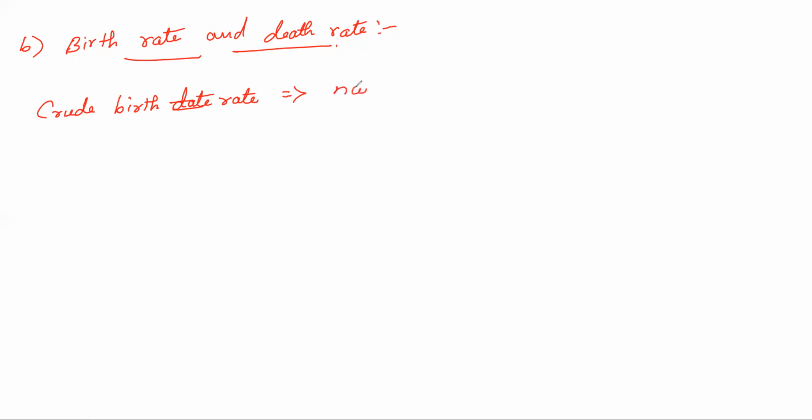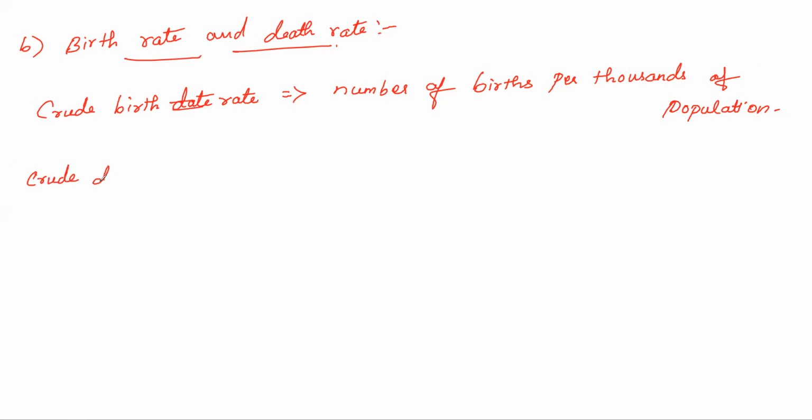It refers to the number of births per thousand of population. Then crude death rate. It refers to the number of deaths per thousand of population.